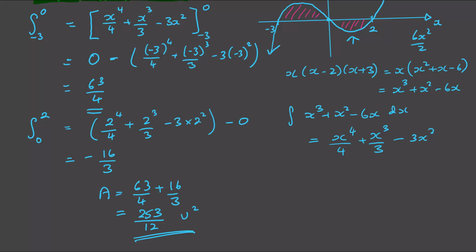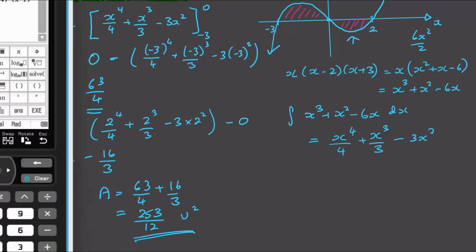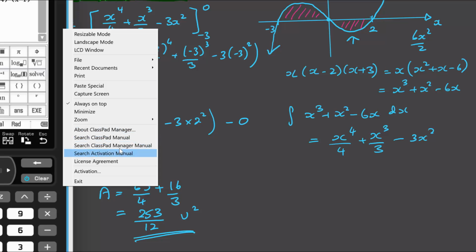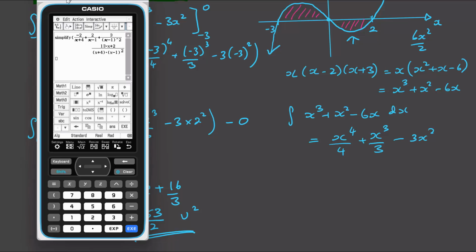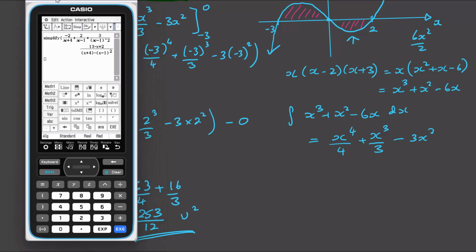Now we were talking about the class pad before, and so if I just bring in my class pad, let's just resize it so that we can see it nicely in our window. And so we can find the integral just here. And what I'm going to do is integrate it all the way from -3 through to 2.